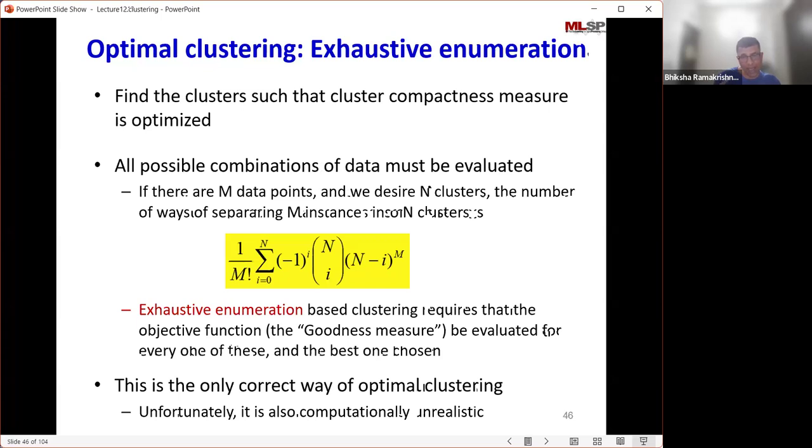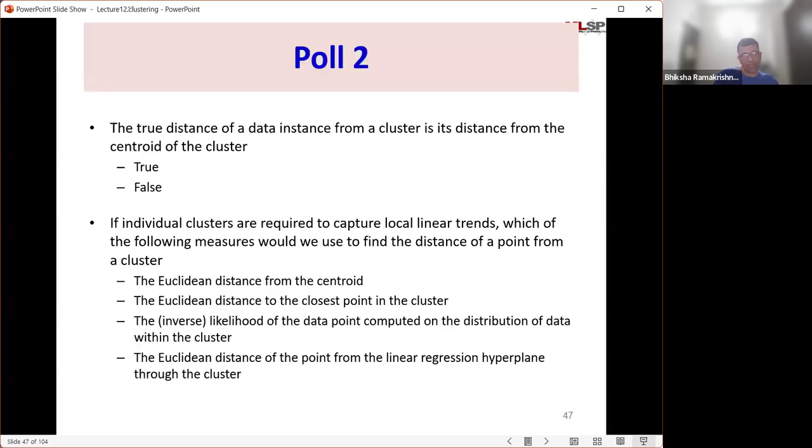Unfortunately, this is the only provably correct way of finding the optimal clustering. It's just that this is computationally unrealistic, and so we are never going to do it. We are going to use greedy algorithms. And with that statement, let me see if I can pull up the second poll.